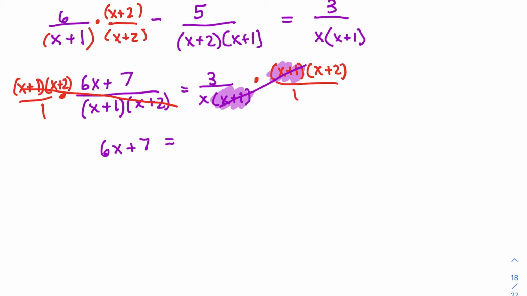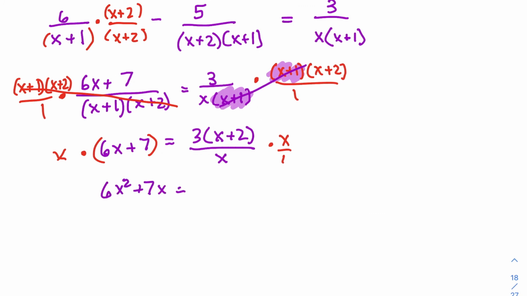So let's go ahead and divide it out. That's super important to make your life easier. If you have any common factors that can be divided out, go ahead and divide them. Then I'm still going to need to multiply both sides by x to get it out of the denominator. That'll give me 6x squared plus 7x equals, if I go ahead and distribute, 3x plus 6.